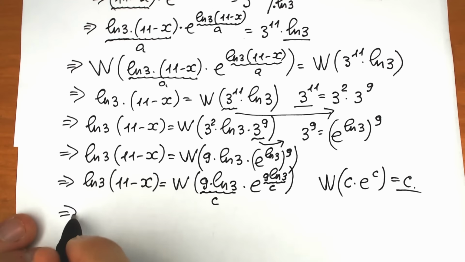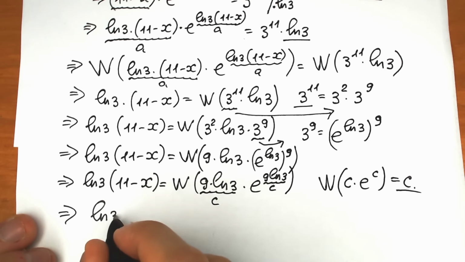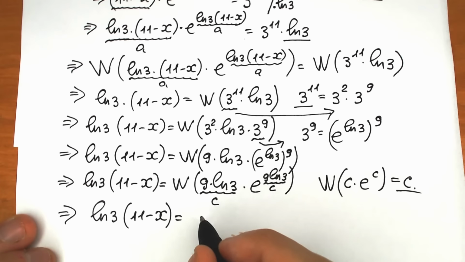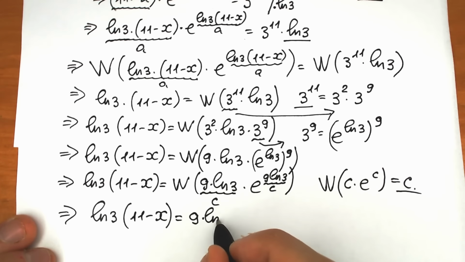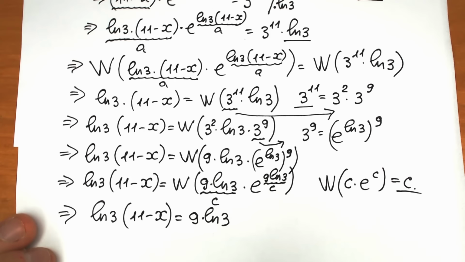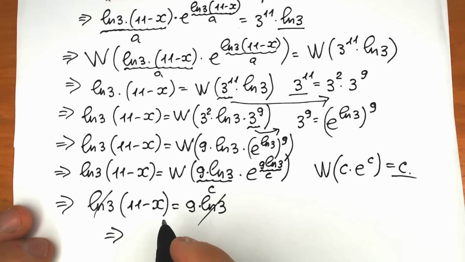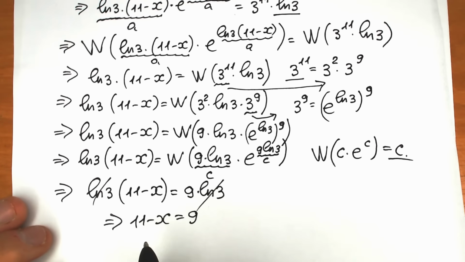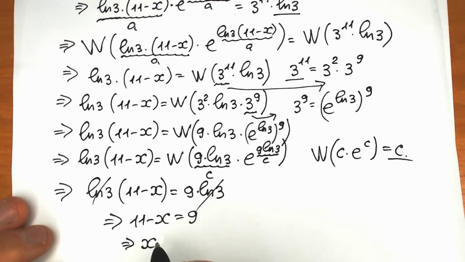So right here, natural log 3 times 11 minus x equal to 9 times natural log 3. And the final step, the easiest step, I like this step the most, because we can cancel this natural log 3, and as a result, we have a very basic equation, 11 minus x equal to 9, and from here, our x equal to 2. This is our solution to this challenge.